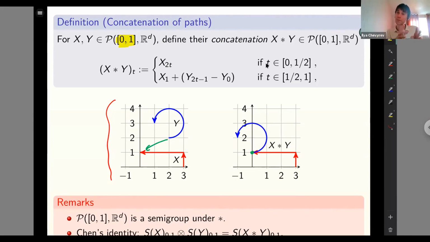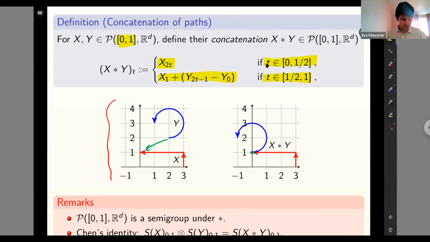If my time goes along the first half, 0 to 1/2, I'm going to move along x. So this is for t in 0 to 1/2, appropriately rescaled, so x of 2t is the correct thing to do. And then if my time is in the second chunk of the interval, then I'm going to move along y. I think this is the correct formula for that. If you do that, then you are able to glue paths together.